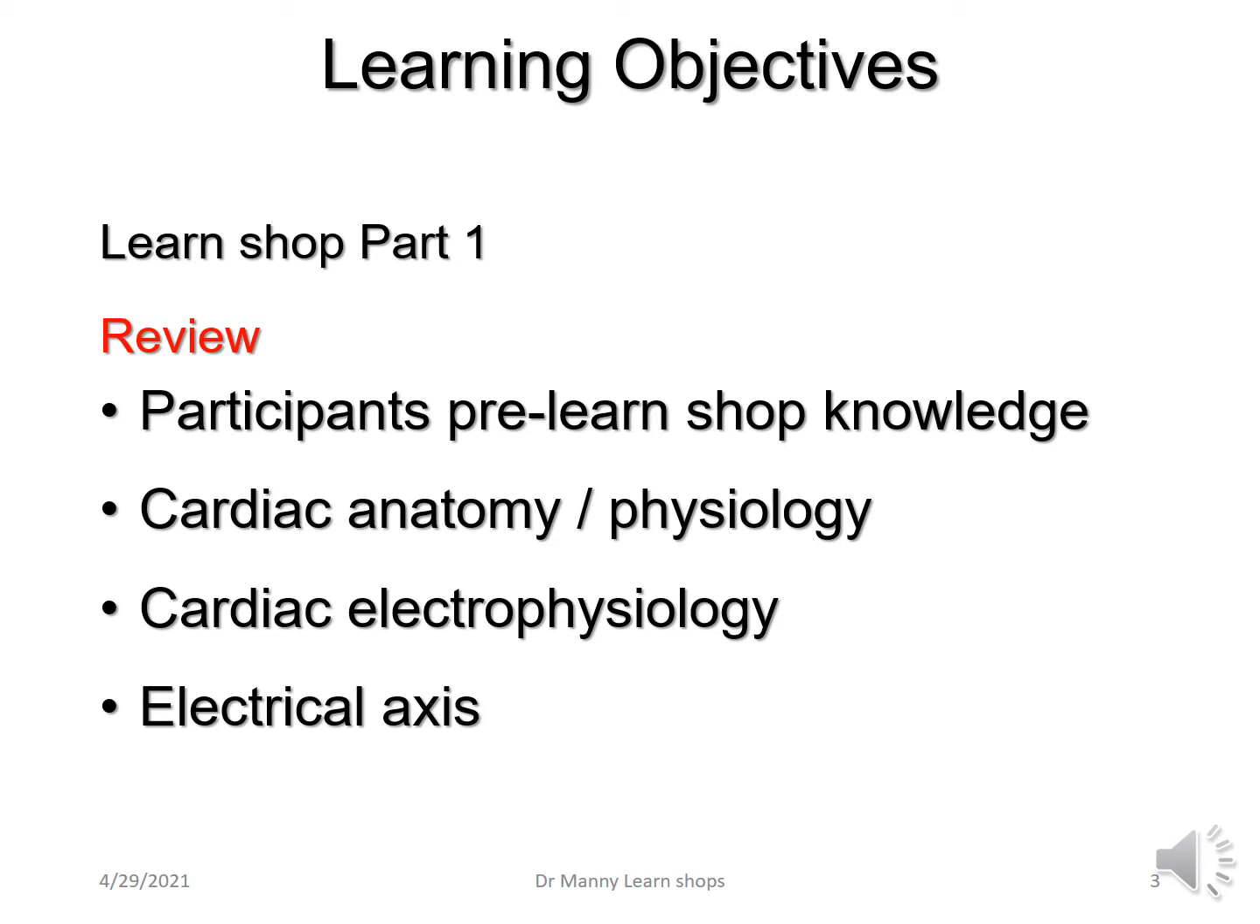Now, the objectives for this part 1 are to review your knowledge first of all, review some basic cardiac anatomy and physiology to make it a little bit more interesting, then look at cardiac electrophysiology and the electrical axis in an adult.